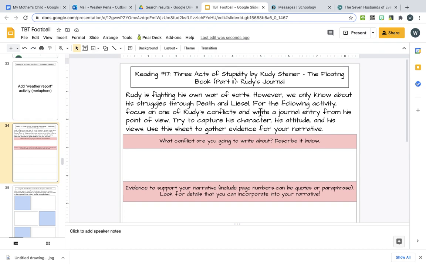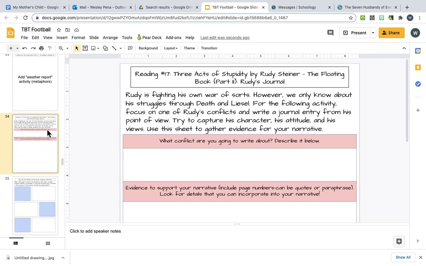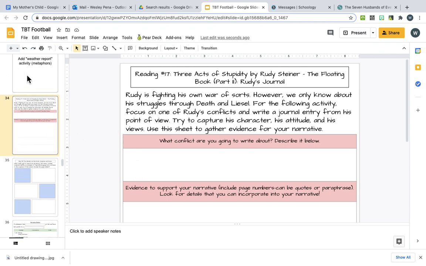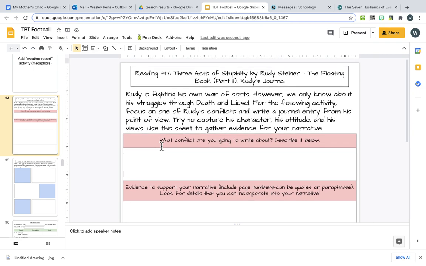I think that this is page 31 in your book. It may be page 30. To be honest, I'm not 100% sure. My slide numbers are off because I've had to add some things to it. So I just wanted to go over the directions so that you're ready for your narrative.